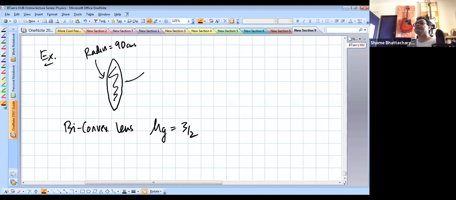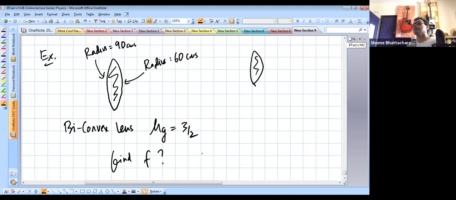And this surface, you can see, is slightly more bulging, the way I've drawn it. I've tried to draw it so that this surface is more bulging compared to this surface. More bulging means a smaller radius. Let's say this surface has a radius of 60 centimeters. So let's find the focal length first of all.